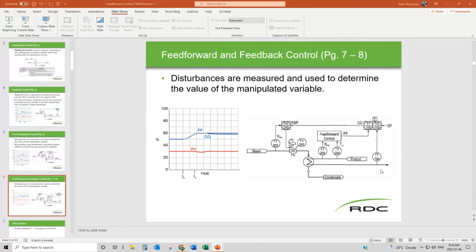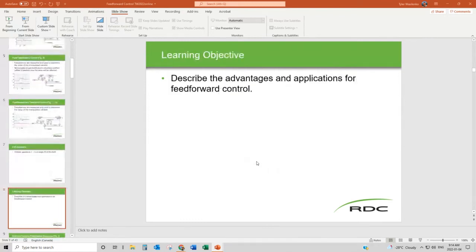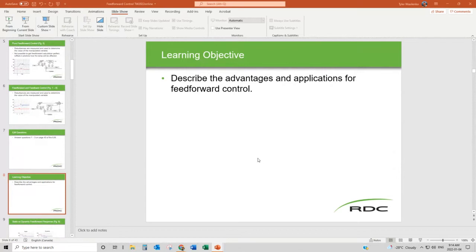What we do gain by adding the feedback component to this is, as you can see in the diagram, the elimination of that offset that we had when we were strictly feedforward. We will now pause for this. Next objective here: describe the advantages and applications for feedforward control.